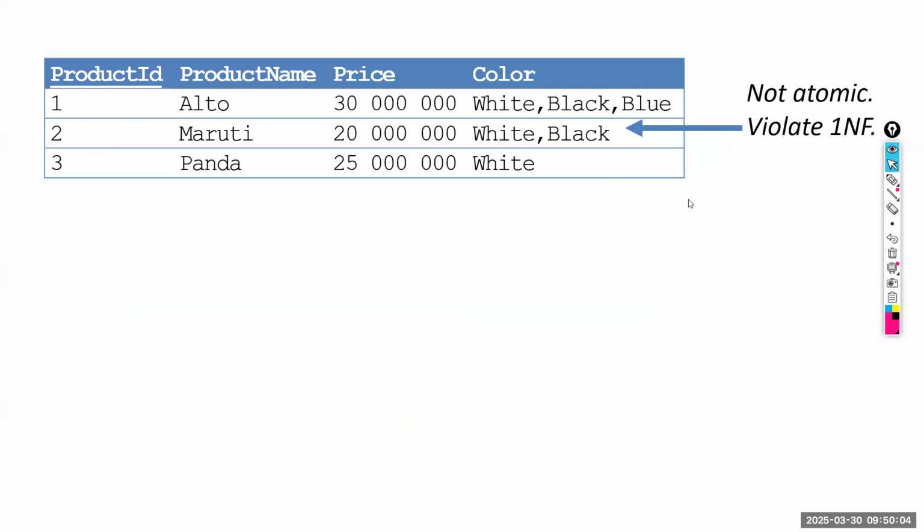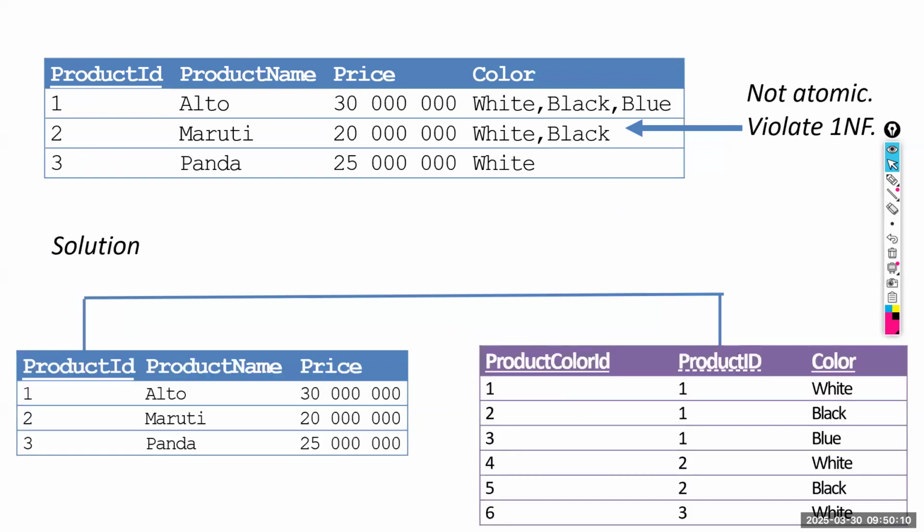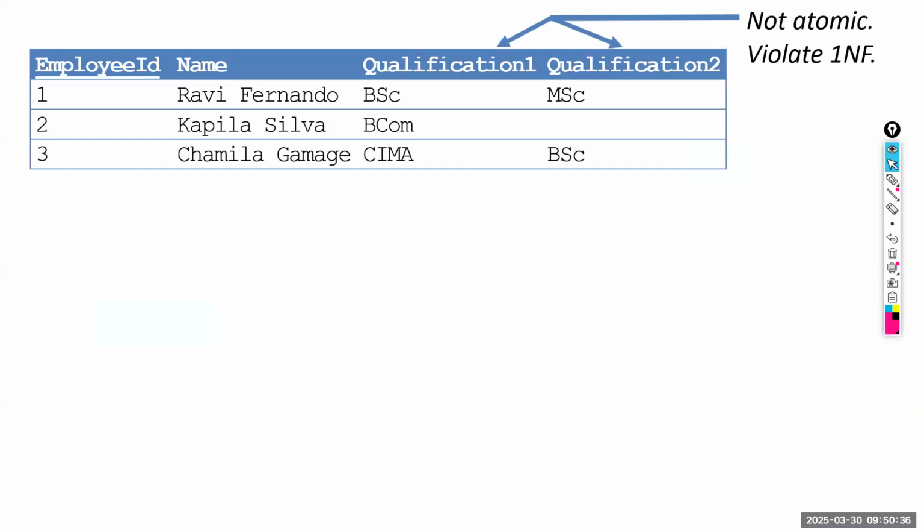So this is another example. Again, the solution is the same. Take colors into a separate table, product colors. Then corresponding to that product, you have the colors. So that means now Alto can have white, black, and blue colors. Maruti can have white and black. And in the future, if another color comes for Maruti, there will be another row for that product ID. So this is the same issue in a different way. It's like the same disease, different symptoms.